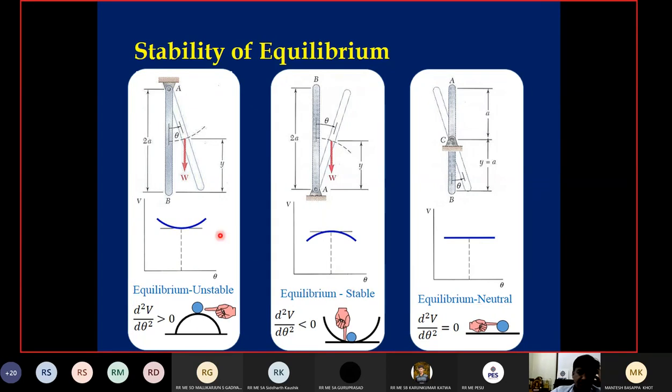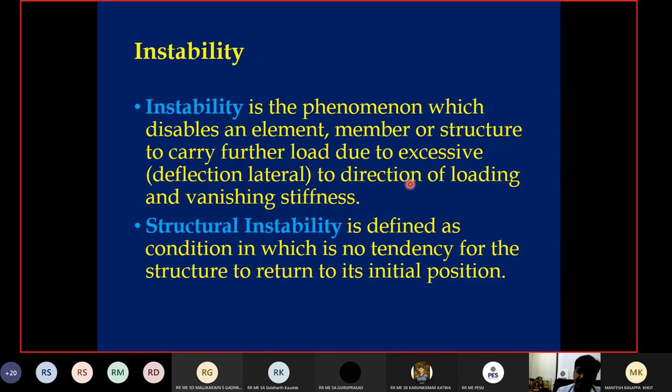You can understand this particular thing by these diagrams, and these are the systems. This is stable, unstable, and then this is a neutral equilibrium system. So this principle can be applied not only to the syllabus that you have been asked to, that is columns, but it can be applied onto any systems.